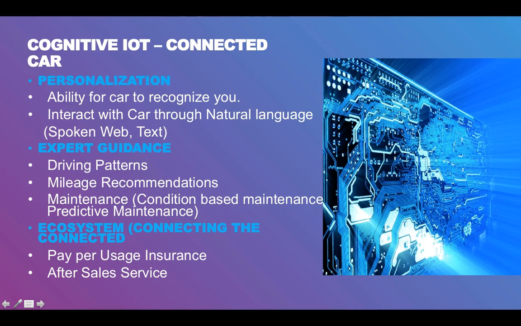The third use case is the ecosystem use case. I refer to this as connected to the connected. And the connected to the connected use case is all about using the car data for new innovative solutions. The real value in a connected world would be derived from how the connected data would be used in the context of other applications which provide new innovative business solutions. For instance, for a connected car solution, the connected car data can be used for pay-per-usage insurance, after sales services, autonomous driving, and so on.